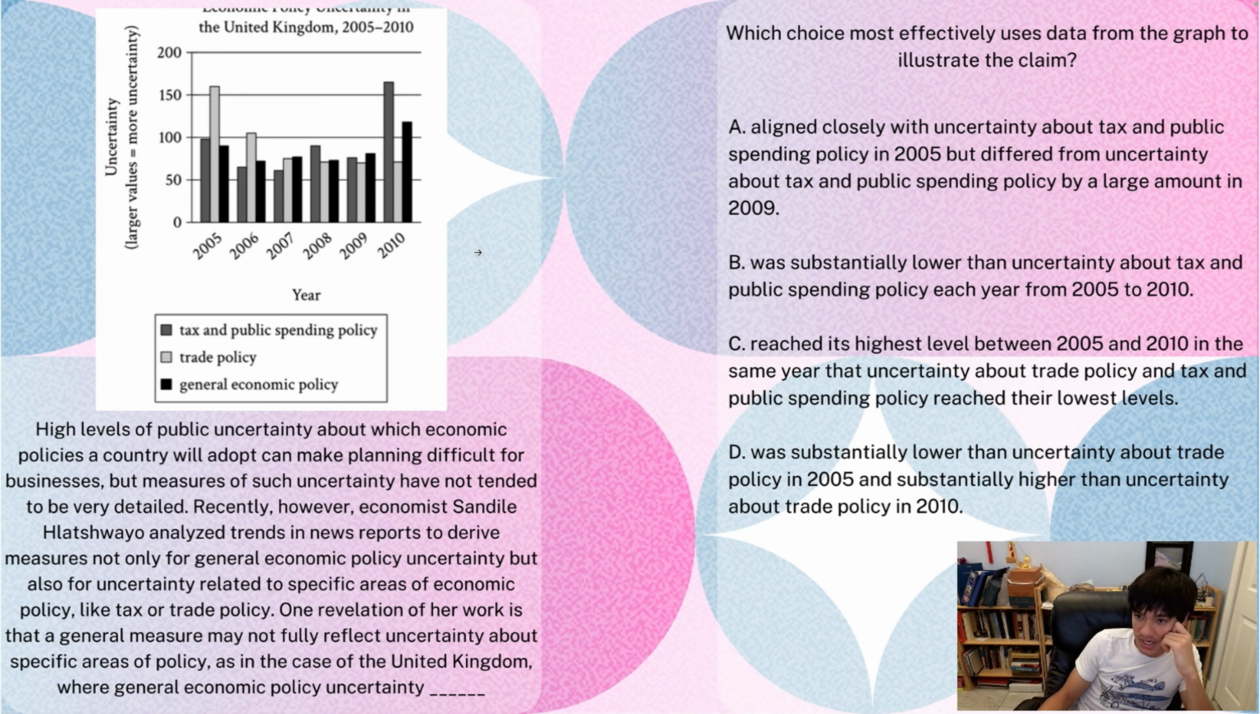C says, reached its highest level between 2005 and 2010 in the same year that uncertainty about trade policy and tax and public spending policy reached their lowest levels.